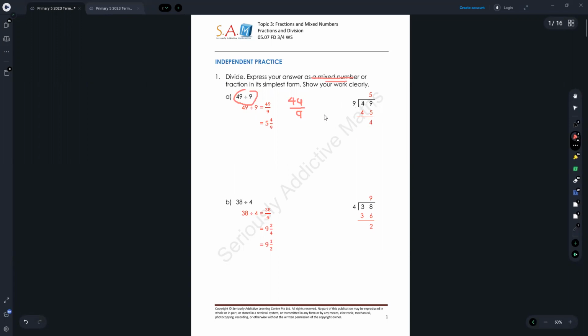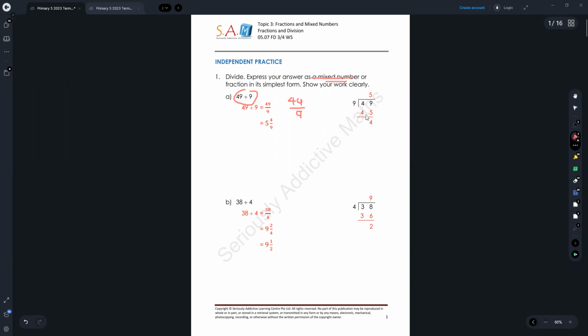Now, the way to understand this is that the quotient is actually the whole. 9 is actually the total number of parts. And 4 is what's remaining out of the total number of parts. So 49 divided by 9, in total, you get a quotient. The quotient is a whole. And then this is the total number of parts of a fraction. And this is the number of parts out of the total number of parts.